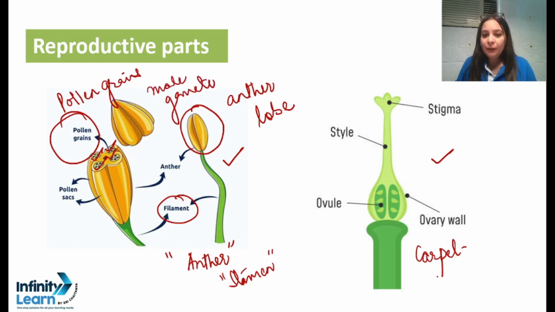Now looking at this female part, see it has this cylindrical structure which is the style. And the portion that you see on top of this is the stigma.